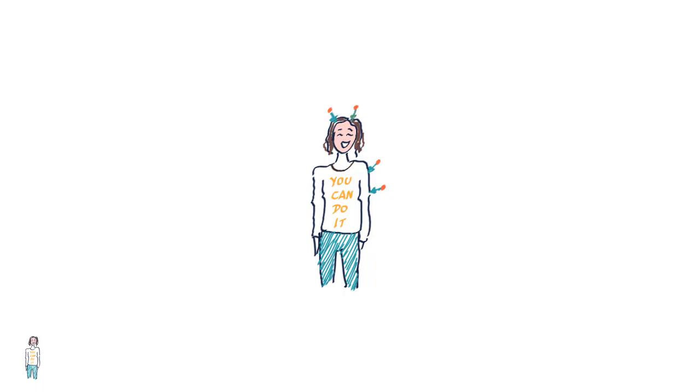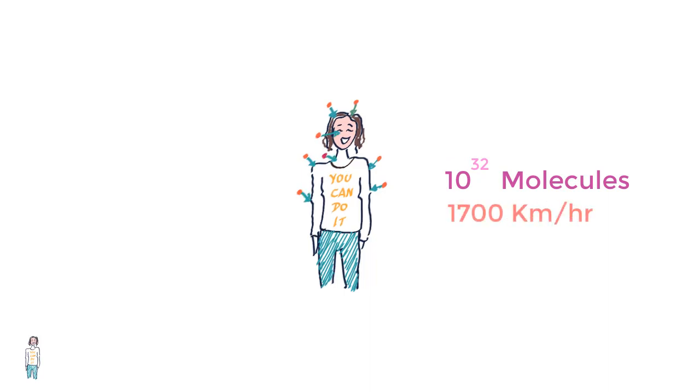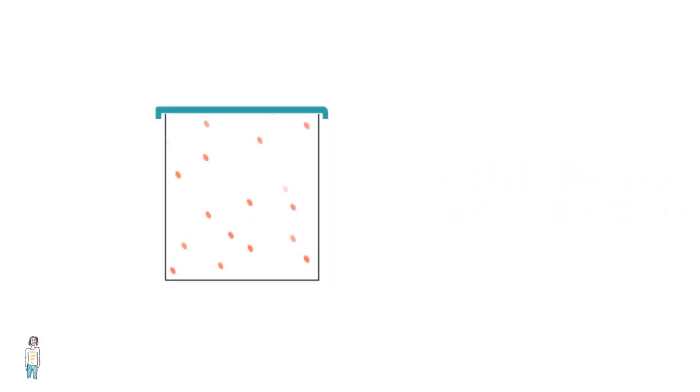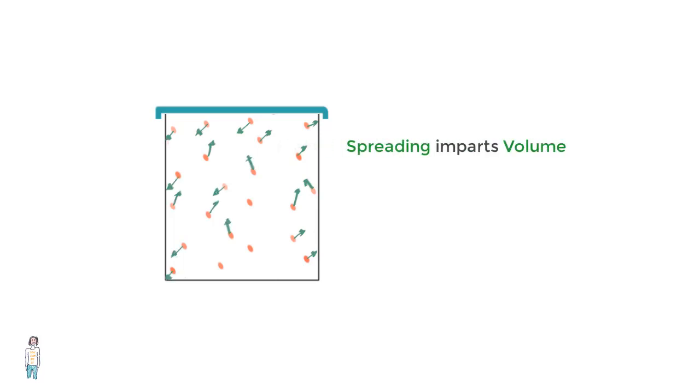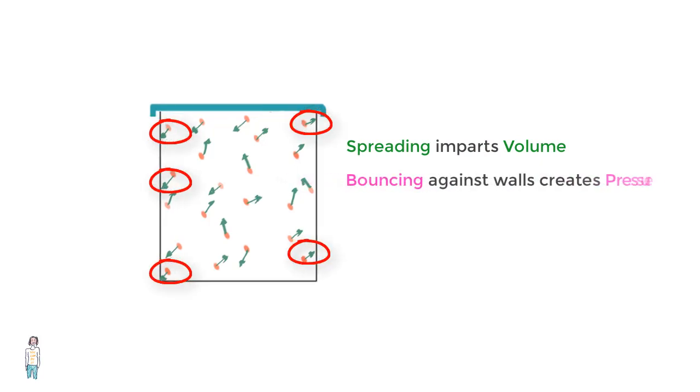In fact, almost 10 to the power 32 molecules strike your body every day with an average speed of 1700 kilometers per hour to create the atmospheric pressure that you experience. Now, volume, pressure and temperature are a result of random motion of gas molecules. So the way the molecules spread themselves inside a container gives it volume, and when the molecules bounce off against the wall of the container, they create the pressure, and the kinetic energy of the particles is what defines temperature of the gas.